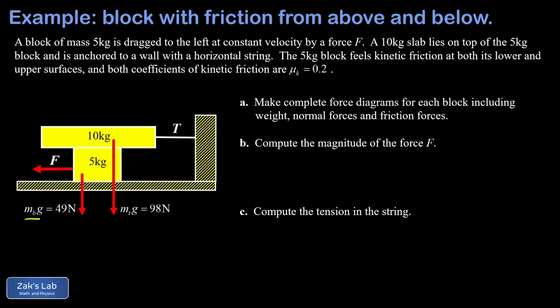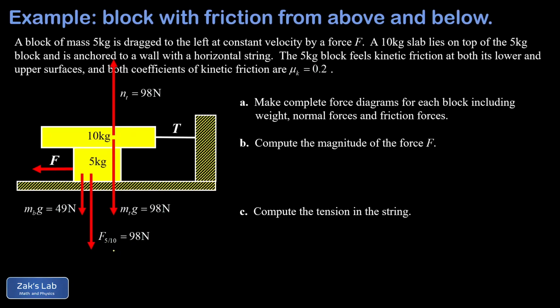Now it's very simple to figure out what the normal force is on the 10 kilogram slab at the top. If gravity is pulling down with 98 newtons, then there must be a normal force exerted by the 5 kilogram mass pushing up on the 10 kilogram slab equal to 98 newtons. That normal force of the 5 kilogram block pushing up on the 10 kilogram block has a reaction force of the 10 kilogram block pushing down on the 5 kilogram block with exactly the same magnitude. That's Newton's third law. And in the diagram, I called that F_5/10.